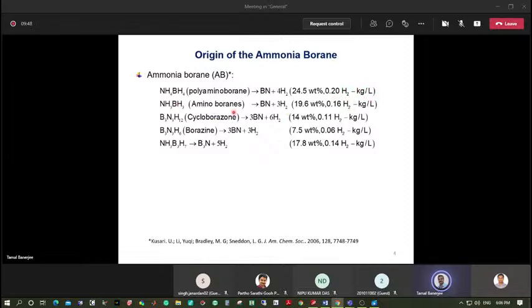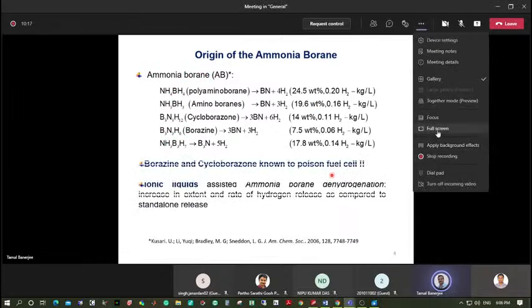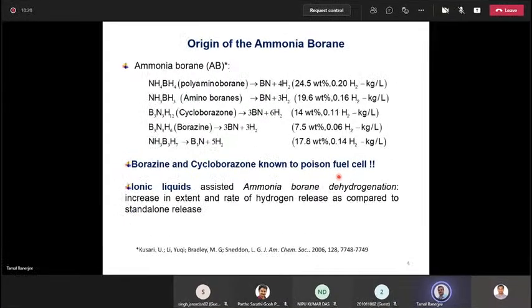Or you have aminoboranes, where you get this type of reaction, or you have cycloborazane or borazine, compounds which have different weight percentages of hydrogen, converted to volume percentage, weight in terms of volume of the mixture. So these are various reactions which can occur with ammonia borane. Ammonia borane gets converted into these different products and they will further release hydrogen. Now in this particular reaction, some of them are not good; they are known to poison the fuel cell. So we use some solvents which are polar media.